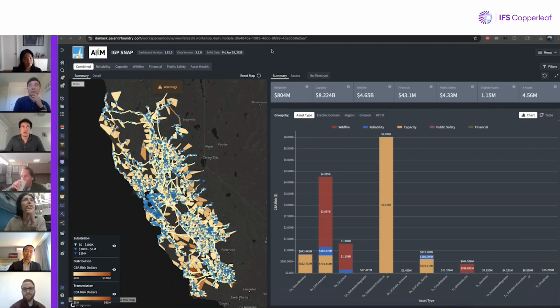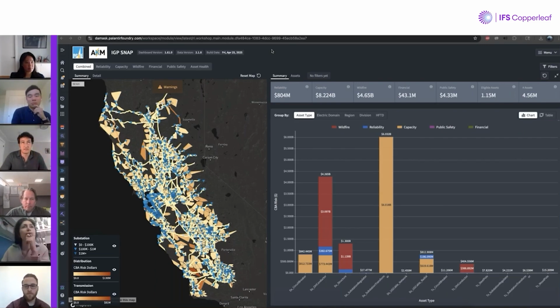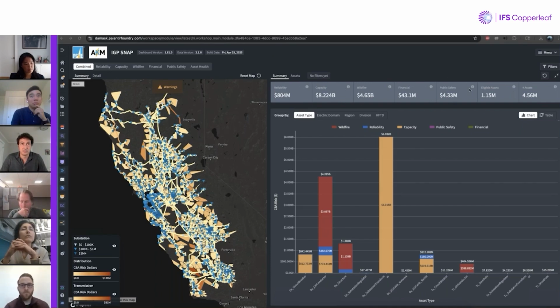I'm James Hansel. I'm the tech lead for what we're calling the System Needs Assessment Platform, or SNAP. SNAP provides a consolidated view of asset risk on a common framework, and that is what's presented for ingestion into Copperleaf. The currently modeled risks are reliability, capacity, wildfire, financial, and public safety, but the numbers shown here are not representative of our actual data.